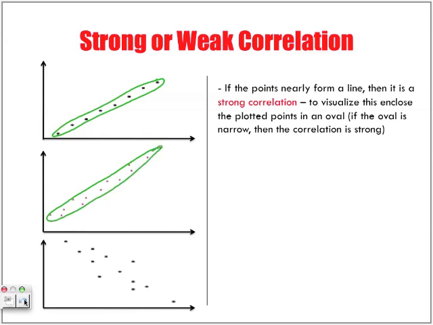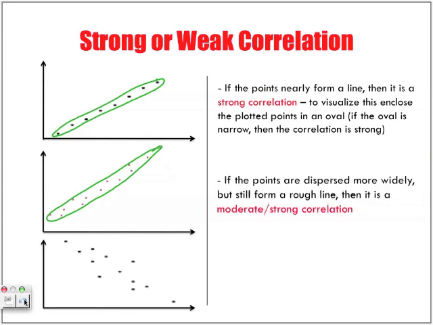You're not going to really do this, you're going to try to visualize this. If we look at that now, this oval is slightly wider, but they still kind of form a straight line. So if the points are dispersed more widely, but they still form a rough line, then it's considered moderate to strong. This one's a little more strong than moderate. Because if we look at the points, maybe they don't lie exactly on the line of best fit, and we're just trying to visualize it there. But for the most part, they do. So we can consider that as a strong correlation.